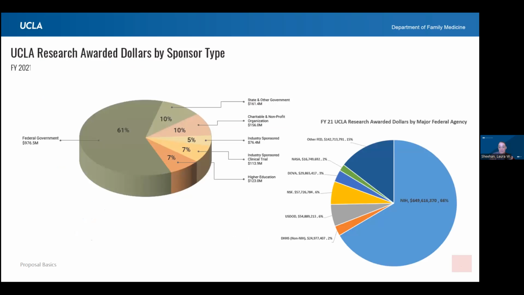I wanted to share some stats that are UCLA specific, but likely are very similar to other academic institutions. Probably not the dollar amount because we're pretty big, but the percentage distribution is likely similar at most academic institutions. And you can see the biggest chunk of contract and grant funding for UCLA came from the federal government. And then if you were to take a look at that slice in more detail, you would see the biggest chunk of that is the NIH.